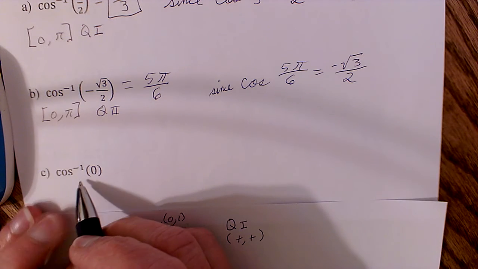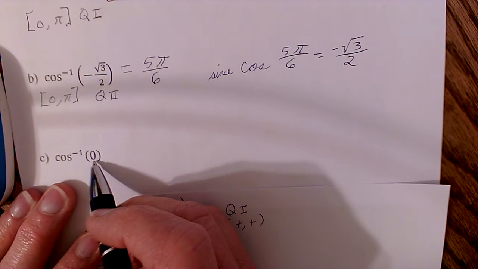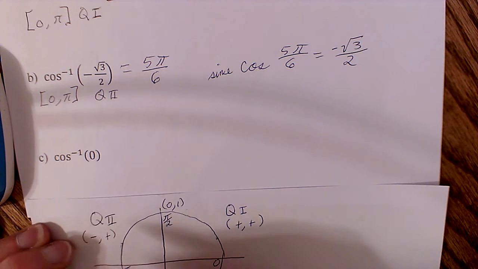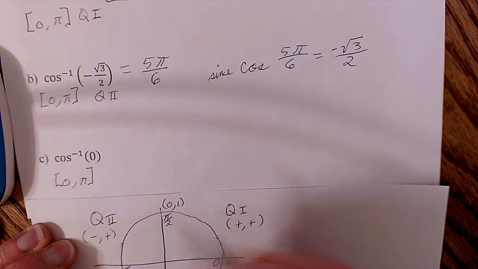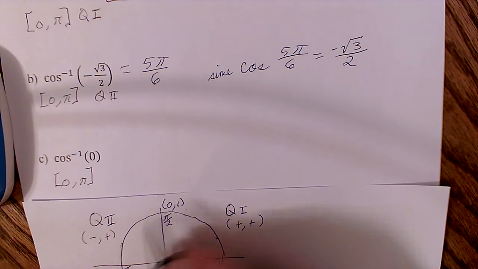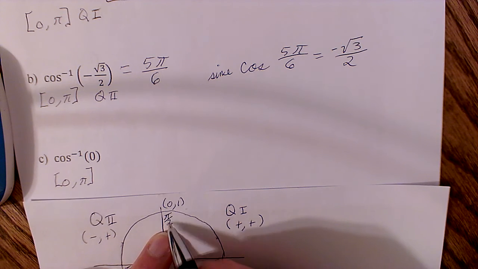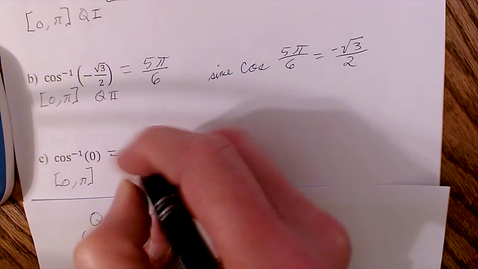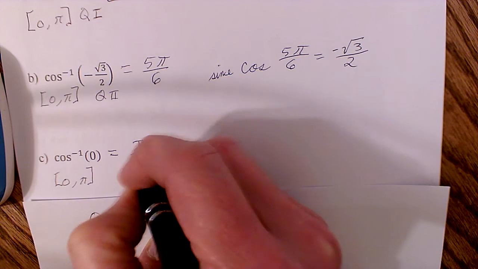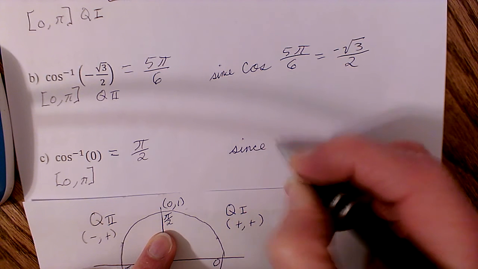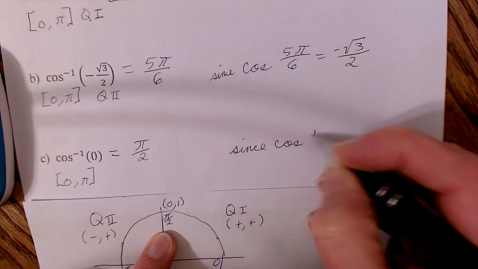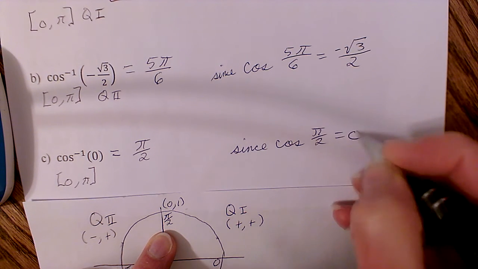All right, so how about what's the angle whose cosine is 0? Where in between 0 and pi do I come up with an angle whose cosine, whose x value, is 0? Well, that's at pi over 2. So that one's going to be pi over 2. It wasn't in quadrant 1 or quadrant 2, but we can still check it out since the cosine of pi over 2 is equal to 0.